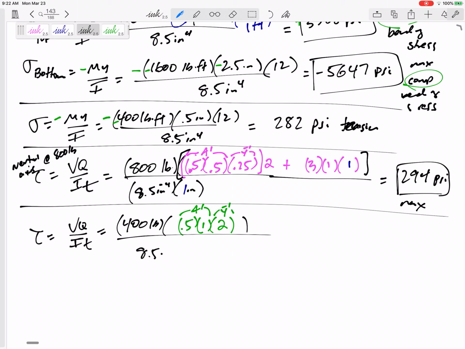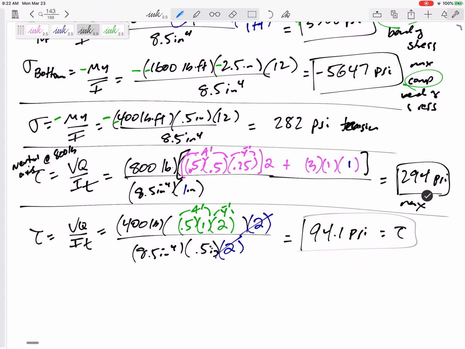Divided by I, 8.5. And the thickness, since I'm only looking at one of those legs, 0.5. If you wanted to look at both of those legs, this is what would happen. You would have 2 of these y bar prime A primes, but you would also have 2 of these thicknesses. You see how it didn't change my answer? All right, so I've got pounds per inches squared. This is going to be the 94.1 psi. All right, this is the 94.1 psi. Is the shear stress at that location. Shear stress at that location.